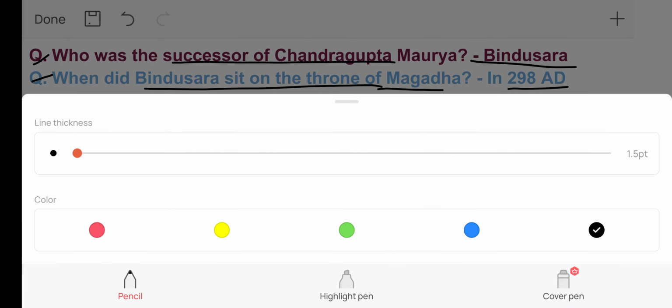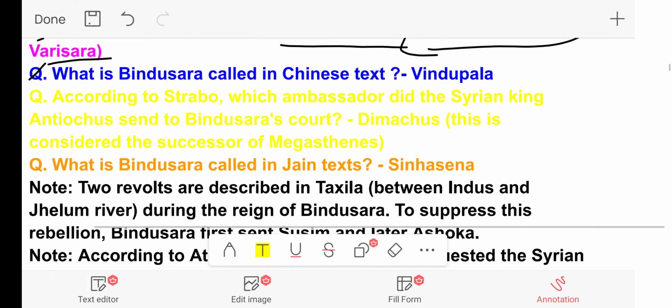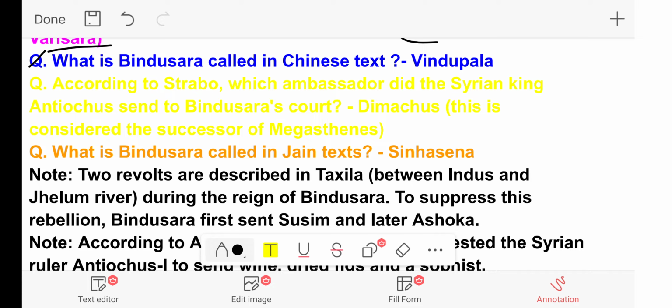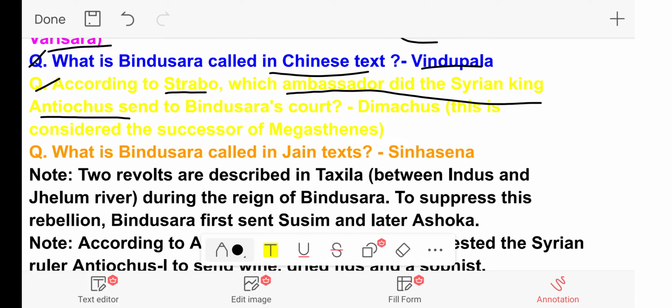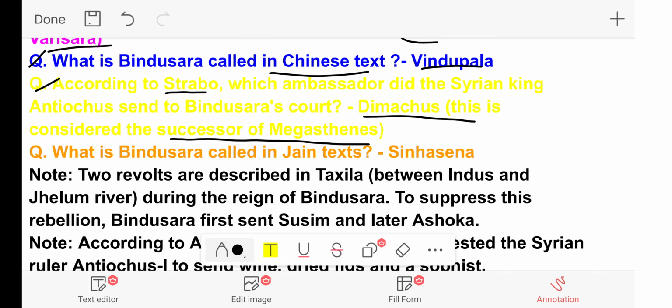Next is, what is Bindusara called in Chinese text? And the answer is Vindupala. Next question is, according to Strabo, which ambassador did the Syrian king Antiochus send to Bindusara's court? And the answer is Deimachus. In the bracket it is written that he is considered the successor of Megasthenes. Next question is, what is Bindusara called in Jain text? And the answer is Sinhasena.